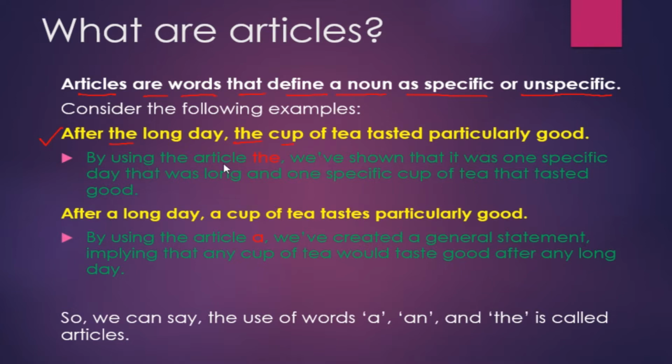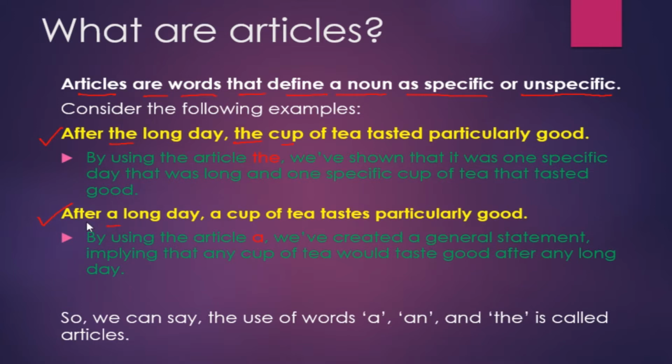Now, by using this article the, we have shown that it was one particular, specific day, and that day was a long day, and the cup of tea, that means a particular specific cup of tea, tasted good. So in this case the day was particular, specific, and the cup of tea also a specific cup. The second example, same example having A.